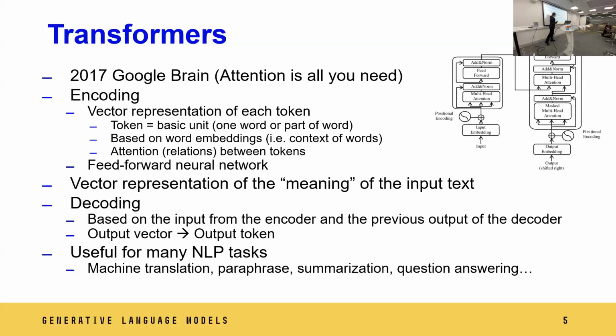And this basic structure is useful for many natural language processing tasks, like machine translation. You encode the meaning of the text in one language, and then you decode it in another language. Or paraphrase. Again, you encode the meaning of the input text, then you decode it in the same language, but using different words. Summarization, question answering, a lot of different tasks can be performed by this structure, this transformer.